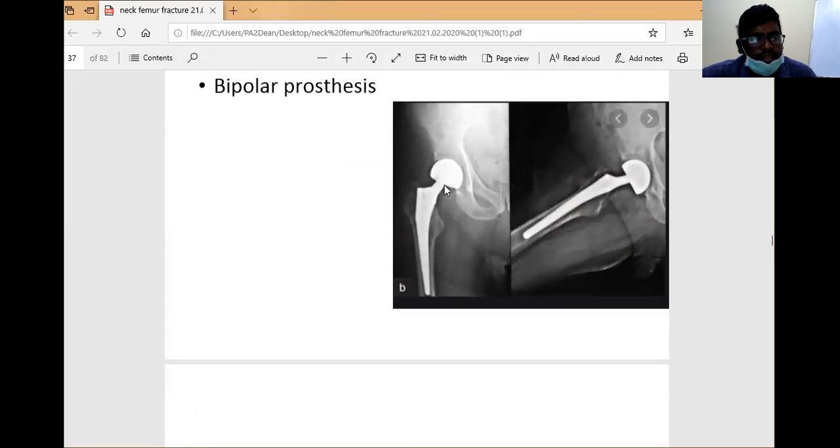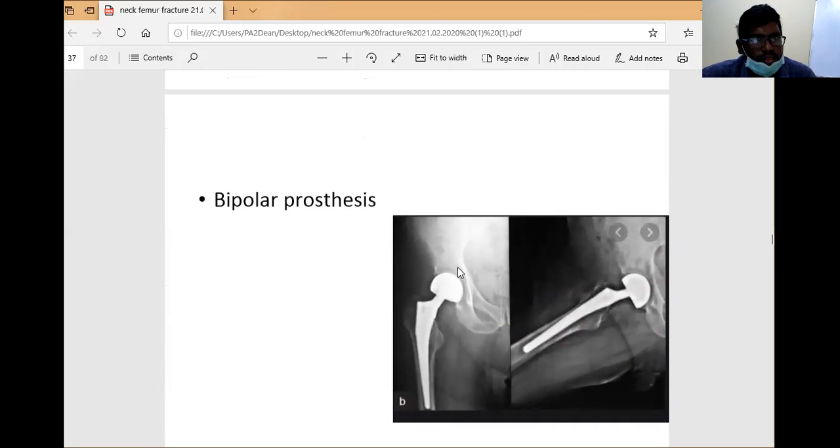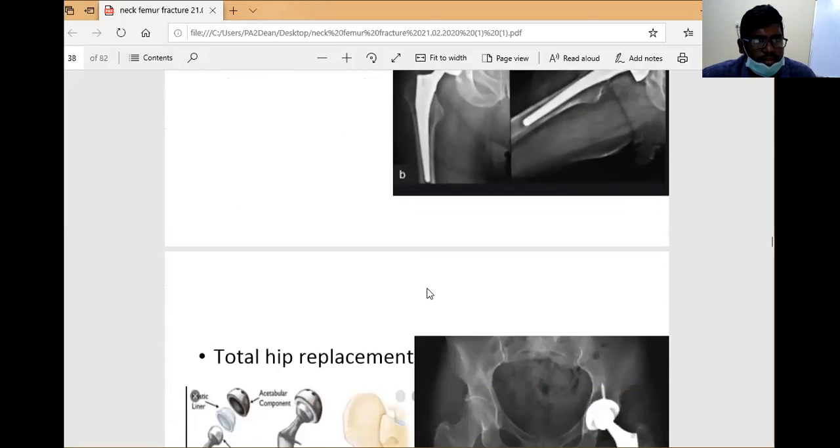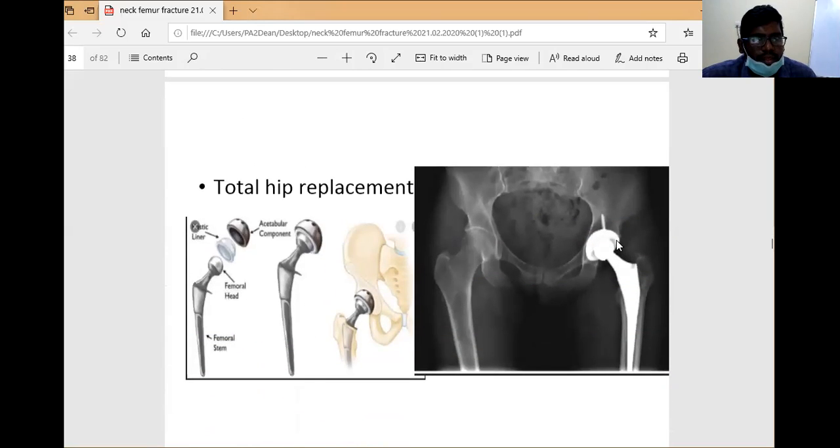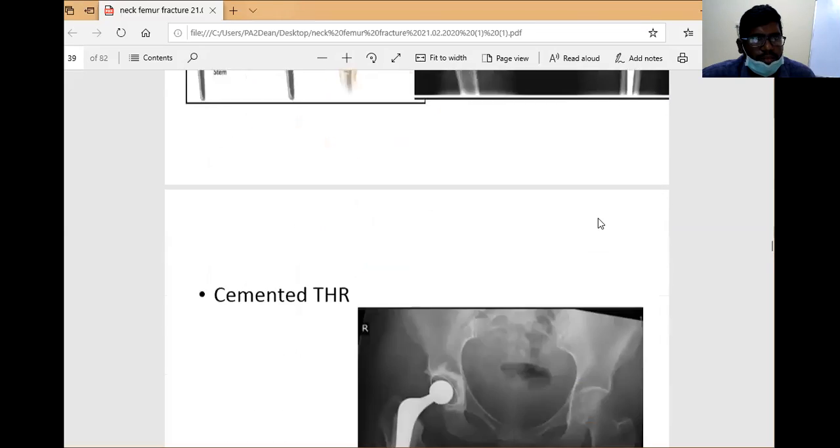The fractured part is removed and the prosthesis is applied. This is called hemiarthroplasty because the acetabulum portion is not replaced, only the femoral portion is replaced with a prosthesis. Here the acetabular portion is also replaced with an acetabular cup. This is total hip replacement.